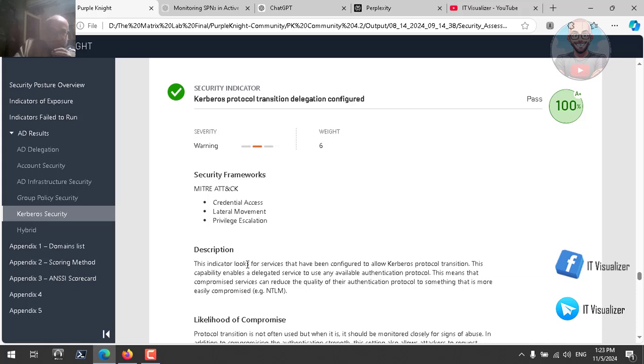So again, we're talking about looking for services that have been configured to allow Kerberos protocol transition. This capability enables a delegated service to use any available authentication protocol. This means that compromised services can reduce the quality of their authentication protocol to something that is more easily compromised, NTLM.